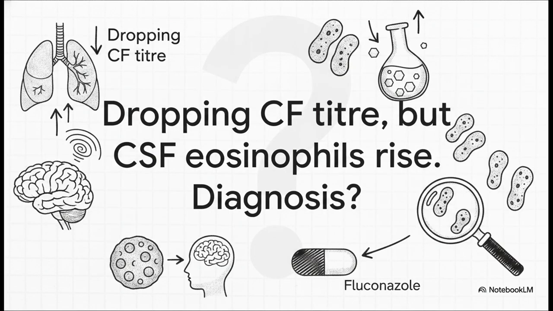I'm going to leave you with this final, provocative thought. Imagine a patient who is actively on therapy. Their CF titer is actually dropping nicely, which means their pulmonary disease is visibly improving. But suddenly, they develop a severe headache, and a lumbar puncture shows that their CSF is now full of eosinophils and falling glucose. What is your diagnosis? Look, their lungs might be getting better, but those CSF markers are screaming coccidioidal meningitis. It means the fungus has quietly disseminated to the brain, and they need that lifelong 800 milligram dose of fluconazole immediately. Always keep your eyes completely open for the full clinical picture.